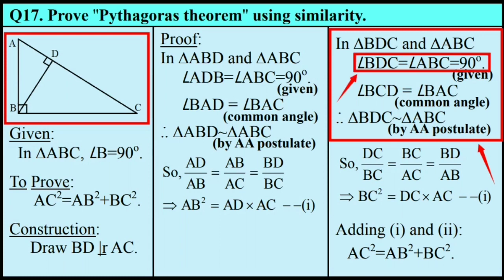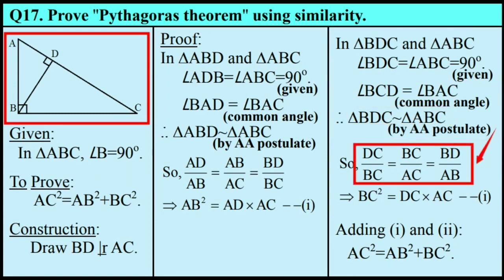The first step here, angle BDC equal to angle ABC equal to 90 degree, and here angle BDC equal to 90 degree, that is the construction, and angle ABC is 90 degree, it is given. Next step, angle BCD equal to angle BAC, and that is common angle. Hence, triangle BDC is similar to triangle ABC by angle-angle postulate.